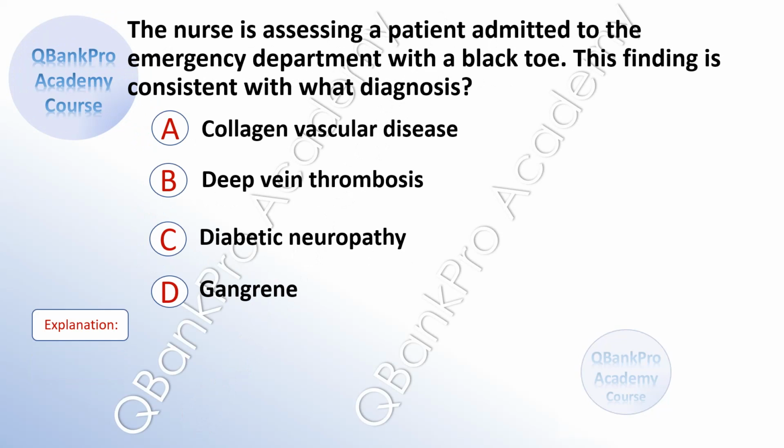The nurse is assessing a patient admitted to the emergency department with a black toe. This finding is consistent with what diagnosis? A. Collagen vascular disease. B. Deep vein thrombosis. C. Diabetic neuropathy. D. Gangrene.